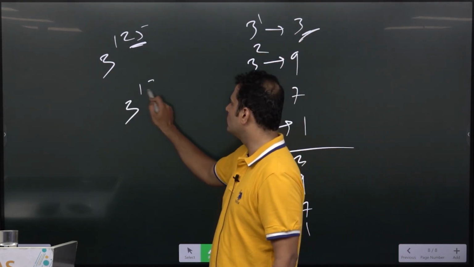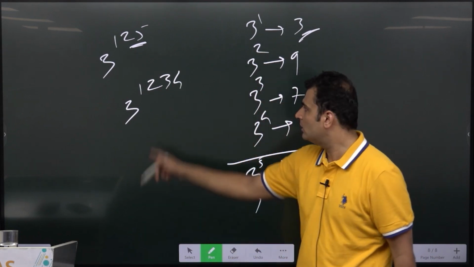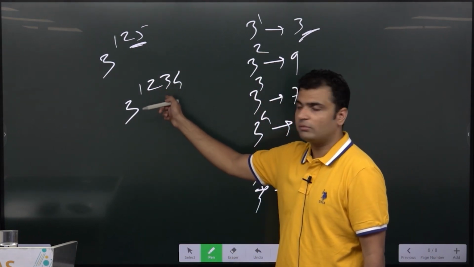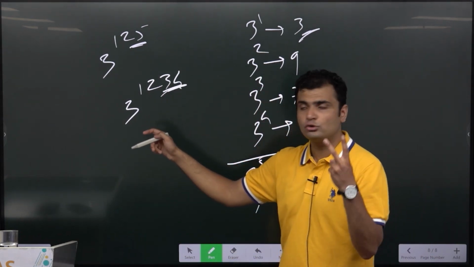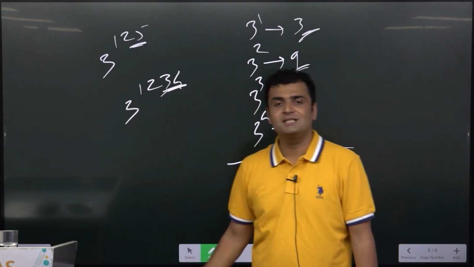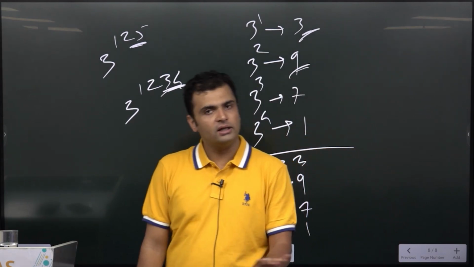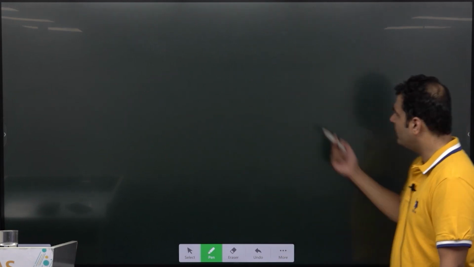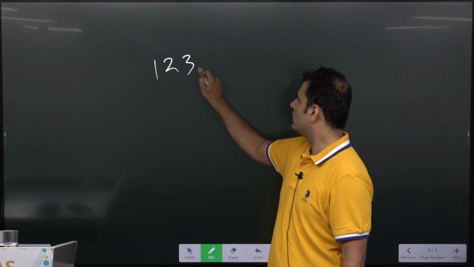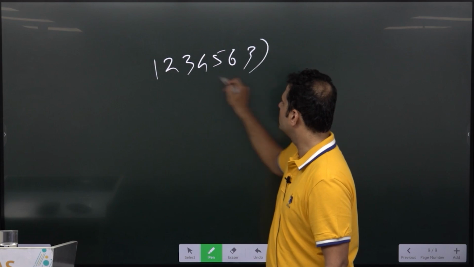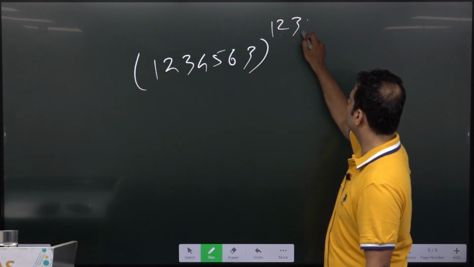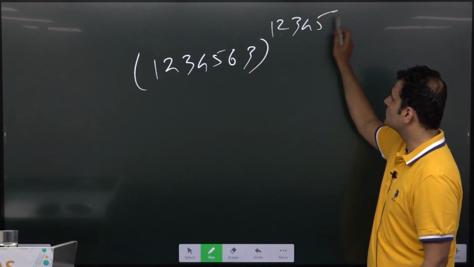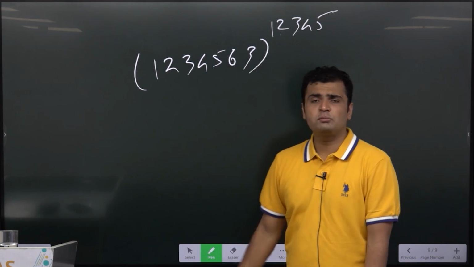3 raised to 1234. What is the remainder? Here 1234 divided by 4. मतलब 34 divided by 4. Remainder is 2. Last place is units place is 9. उतना ही देखना है. That is all. And similarly, like 2, I can add any number, 123456 and 3, and to the power 12345. If I have to do this, what is the units place of this?